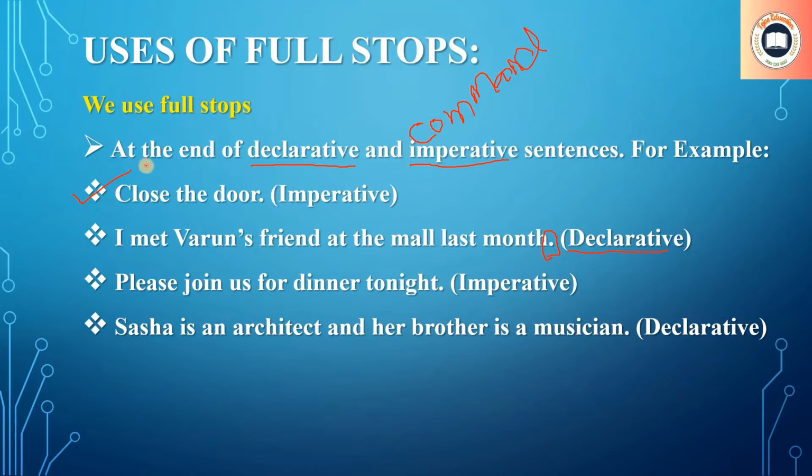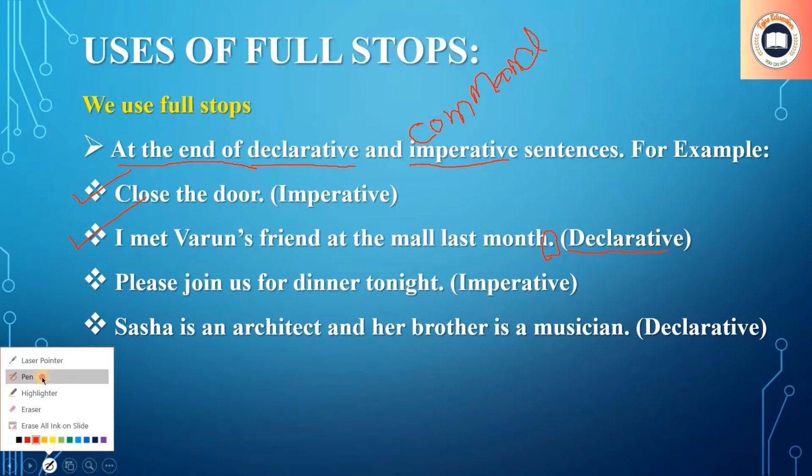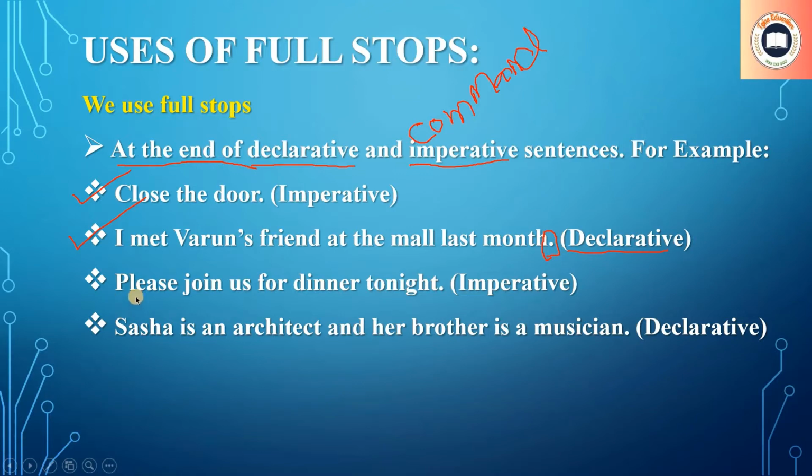We are placing a full stop at the end of only declarative and imperative sentences. Since this is a declarative sentence, we are placing a full stop. We have seen this example too. Now, next example, let's see.